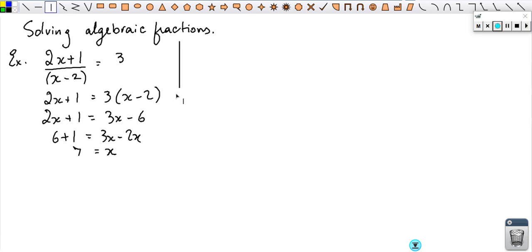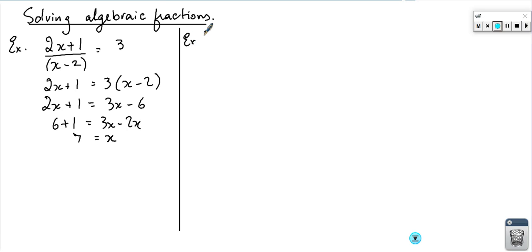Let's find some other examples. So another example, solve: x/(x + 3) + 2/x = 1. Now, this time to work it out, we're going to use the following method. First, we're going to find the LCM. So the LCM is x times (x + 3), x(x + 3).